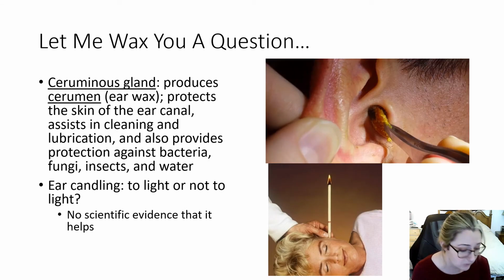A few things about wax. It is ceruminous. It's going to come from the ceruminous gland. It produces cerumen, or earwax. The purpose of earwax is going to be to protect the skin of the ear canal and assist in cleaning, lubrication, as well as provide protection against bacteria, fungi, insects, and water.